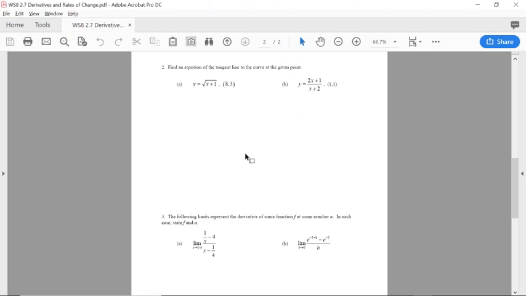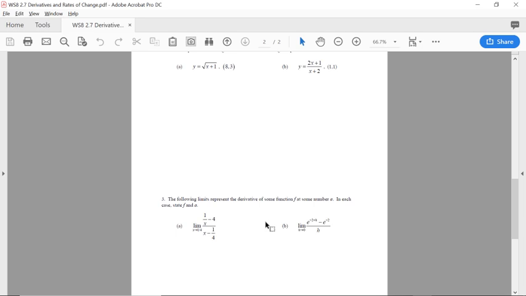So all the techniques you would need for these examples on the worksheet are built into that one exercise I did right there. Now let's take a look at these type of exercises down here as well. Okay. What is the function? What is the number a?